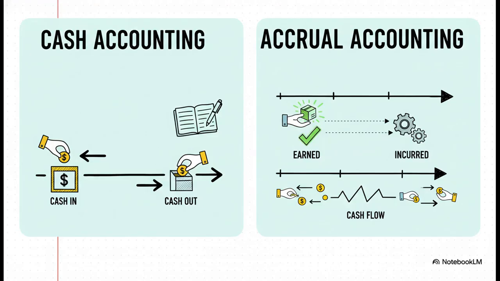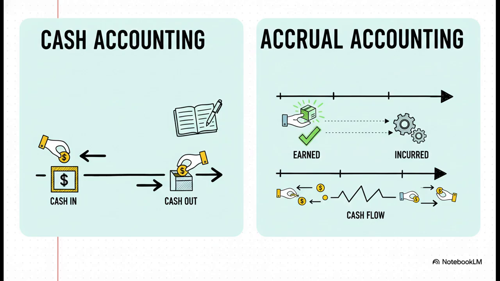This slide really presents the two fundamental ways to look at this problem. On one hand, you've got cash accounting. It's simple, right? Money in, money out. It's kind of like how you manage your personal checkbook. You record revenue when you get cash and expenses when you pay a bill. But for a business, this just isn't good enough.